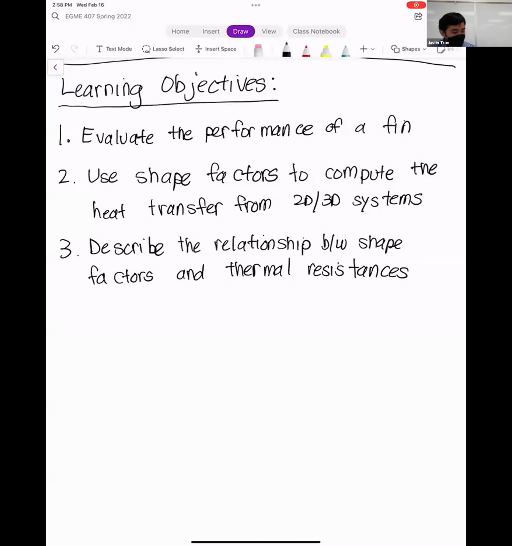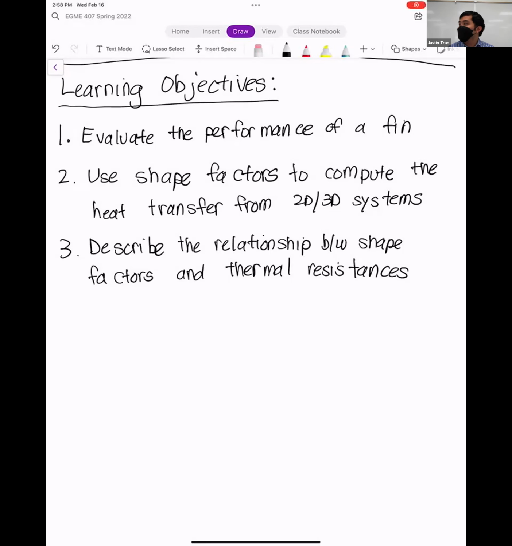Okay, the plan for today is to pick up where we left off. We were talking about fins. In fact, there was one more last piece of the example we were running through at the very end, and I want to make sure I finish that. The next thing I want to talk about is how to evaluate fin performance.